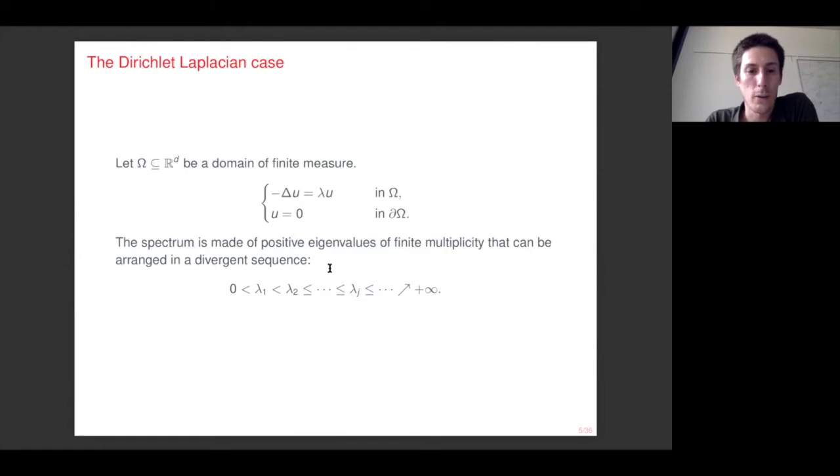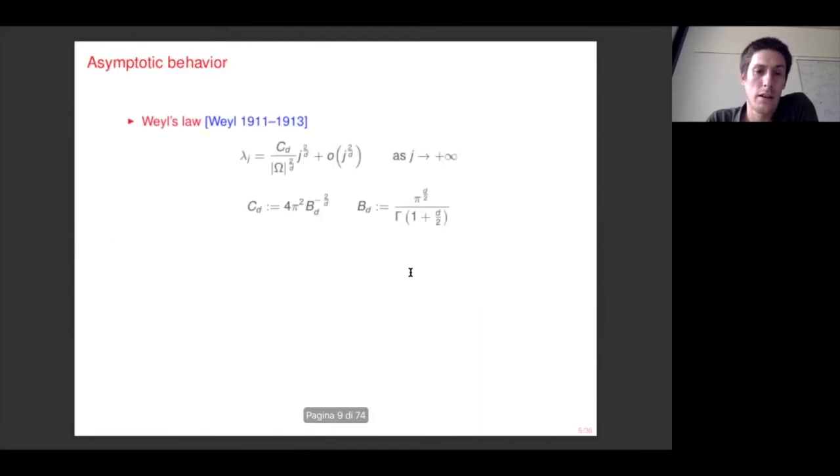As all of you know very well, this is the statement of the eigenvalue problem for the Dirichlet Laplacian, with this sequence of eigenvalues diverging to plus infinity. And maybe one of the first and for sure most famous results about asymptotics of eigenvalues is due to Hermann Weyl at the beginning of the 20th century, who proved that the first term of the asymptotic expansion of the Dirichlet Laplacian eigenvalues has this order, and the constant is this one.